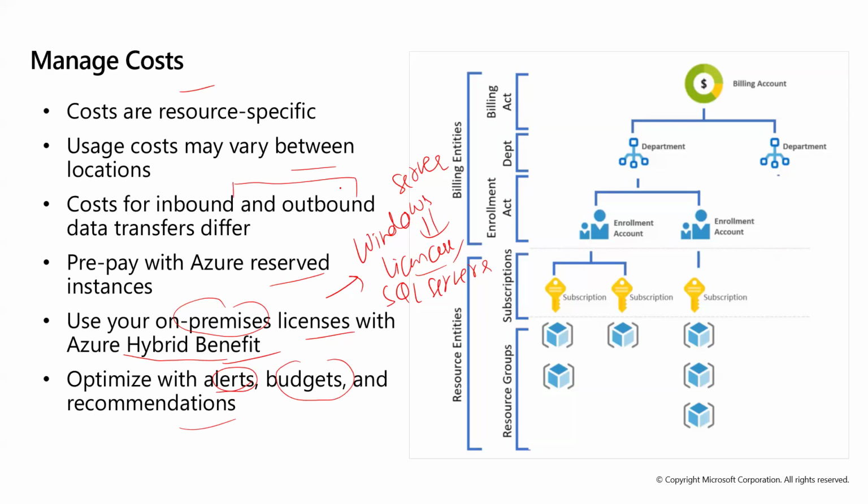The data which is incoming to the cloud is completely free. But when the data is outbound, when it goes outside of the cloud, obviously there will be some cost associated. Incoming data is free, but outgoing data is not free. You have to pay for this. So you could look at this in the manage cost option.